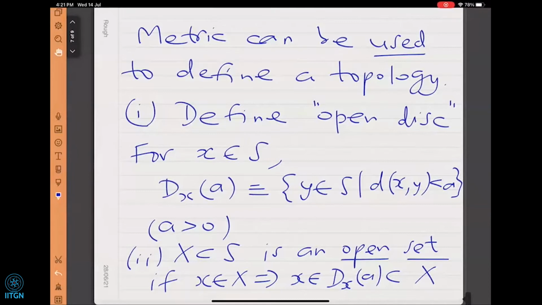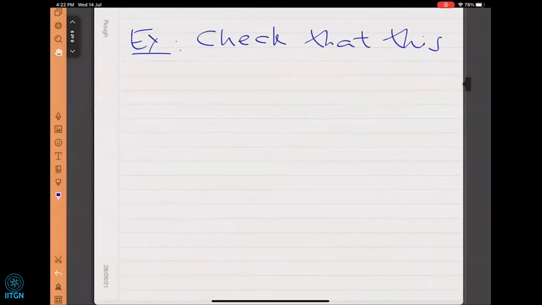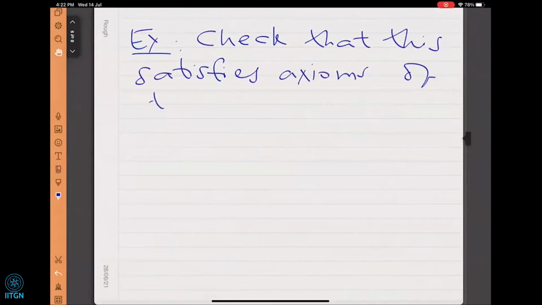I'll just name it an open set if it satisfies the property that I can fit an open disk in it, whatever the open disk might be in that metric space. Now it's an exercise to check that this satisfies the axioms of a topological space. I haven't shown that it does, but instead I've defined it in an easy way. I've defined the topological space by its open disks through a metric, and I claim that it's a topological space.